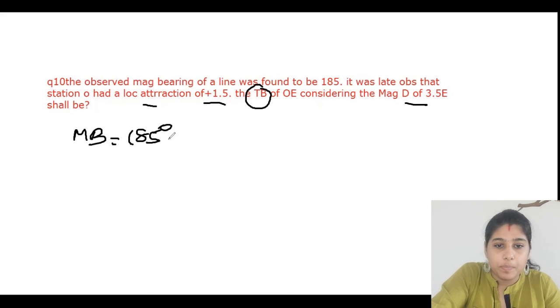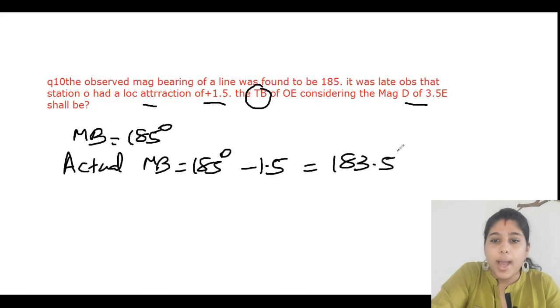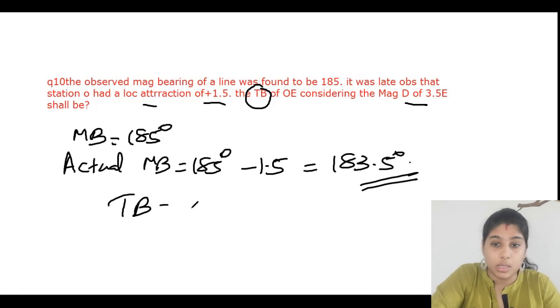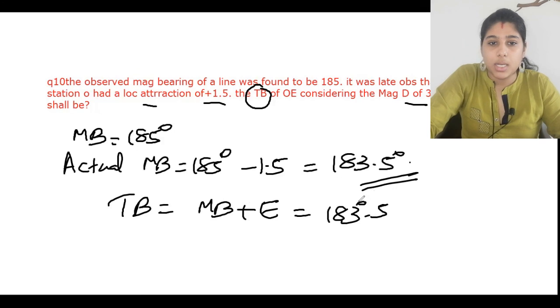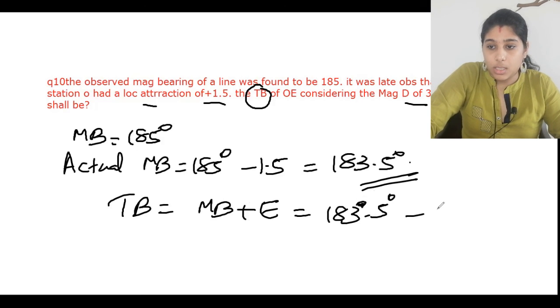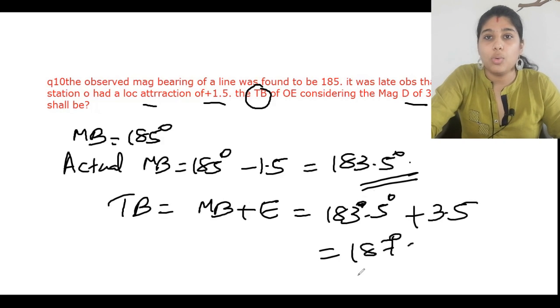So the total actual magnetic bearing was, from this 185 degree you have to subtract our local attraction, so you will get the answer 183.5 degree. So this is the actual magnetic bearing. Now you have to find the true bearing. True bearing will be magnetic bearing plus or minus declination depending upon the east and west. As it is east, you have to add it, that is 183.5 degree plus 3.5, so you will get the answer 187 degrees. So this is the true bearing of the line.